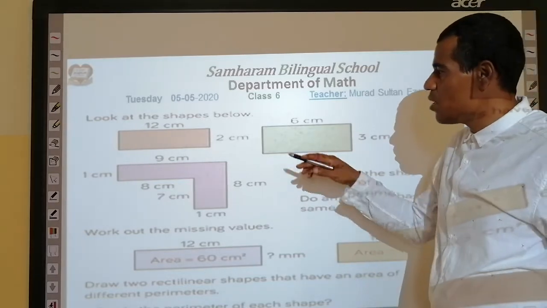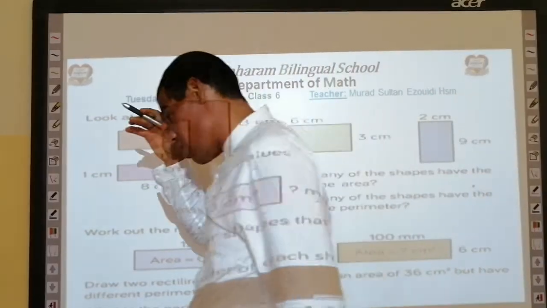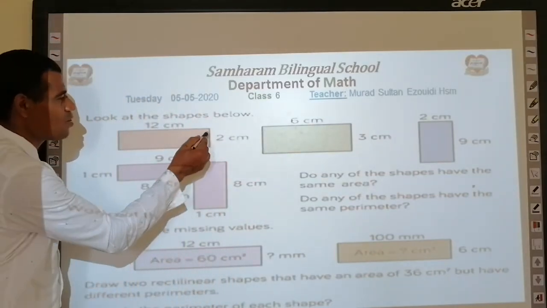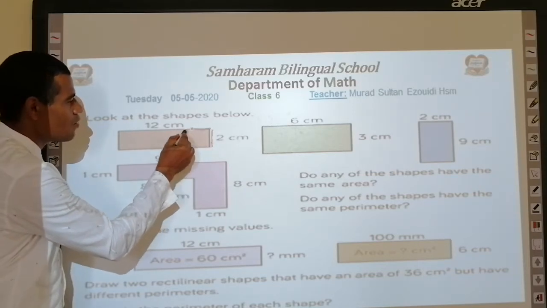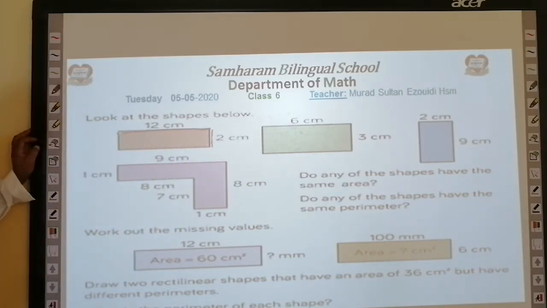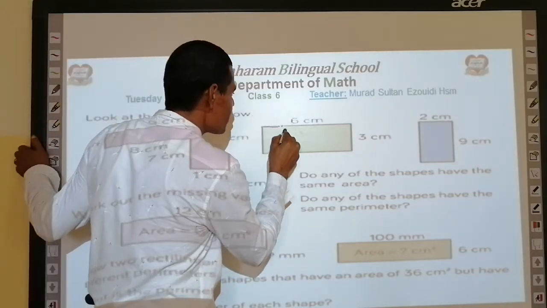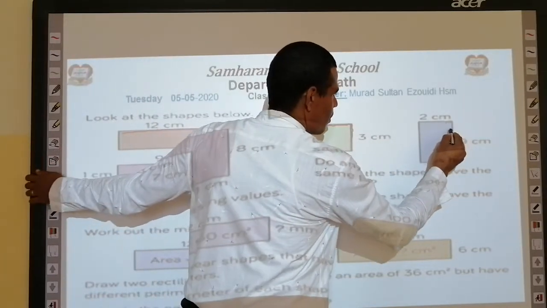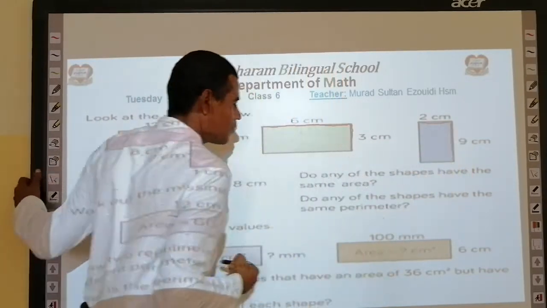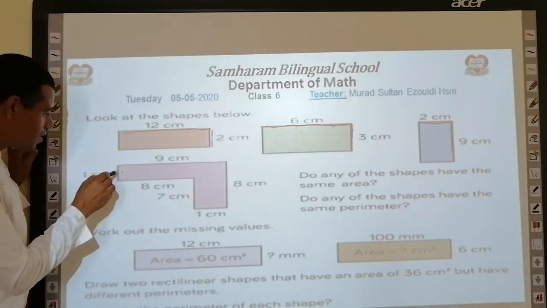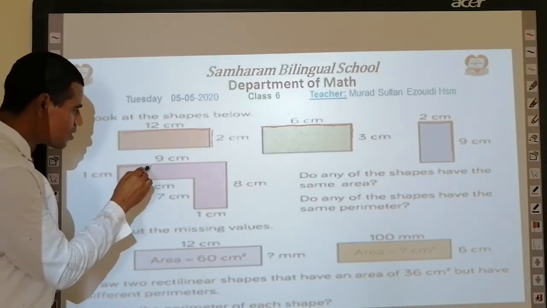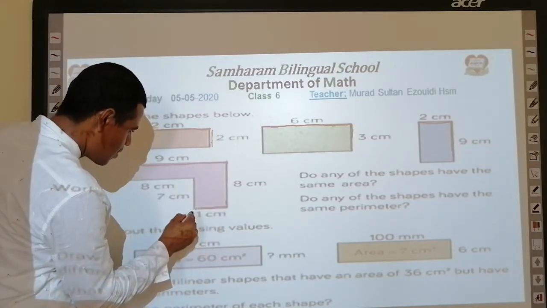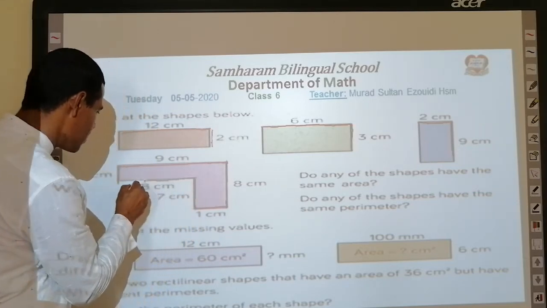Okay, look at the shapes below. The first quadrilateral is a rectangle. This is 12 centimeters, this is 2 centimeters, and this is 12 centimeters. The next one is 6 centimeters, this is 3 centimeters, this is 2 centimeters, and this is 9 centimeters. And this one, this is 1 centimeter, this is 9 centimeters, this is 8 centimeters, this is 1 centimeter, this is 7 centimeters, and this is 8.